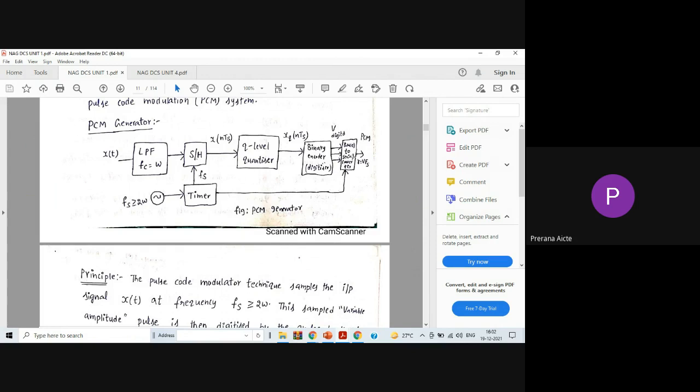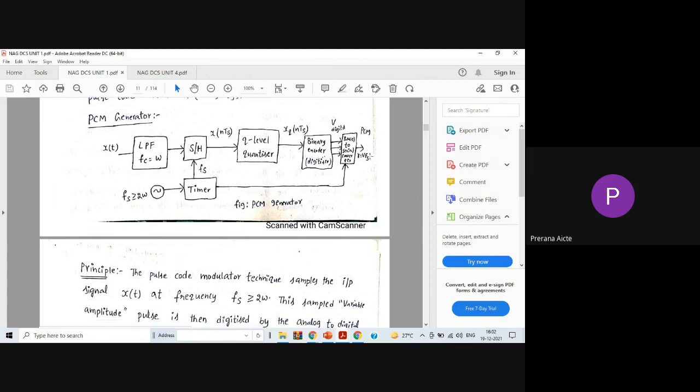So what does the parallel to serial converter do? It takes the parallel data from multiple paths and gives a single line. Whenever 1 is present, there should be a pulse. When 0, it means the absence of the pulse. In that way, we can generate the PCM output.